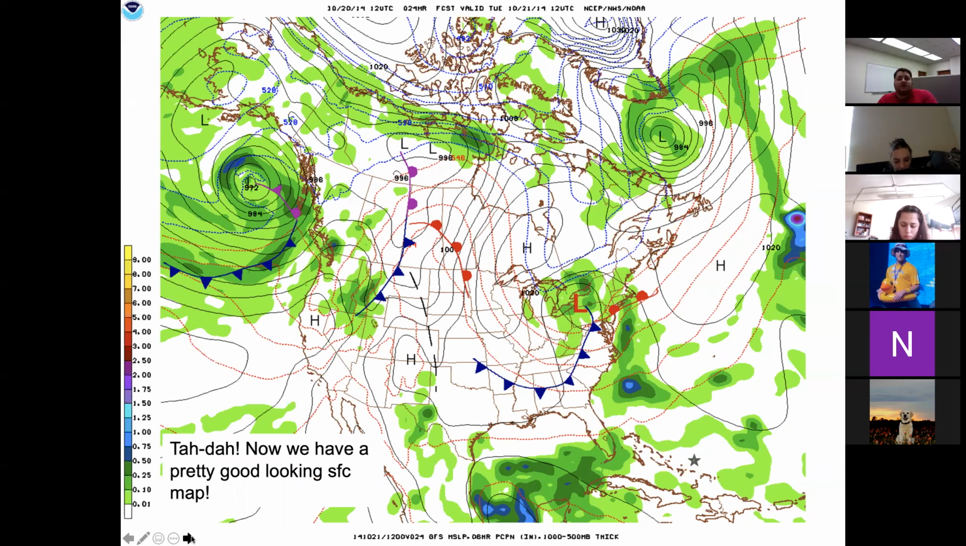Whenever you look at the surface map, you just have the fronts listed with the high and low pressure systems and then the isobars. Now that we put all these together, as you can see, there's also another front over here off this low pressure system, off the coast of Canada. Now we have a pretty good looking surface map.